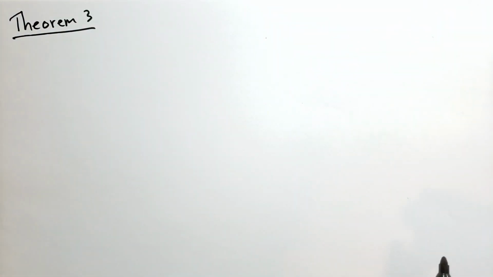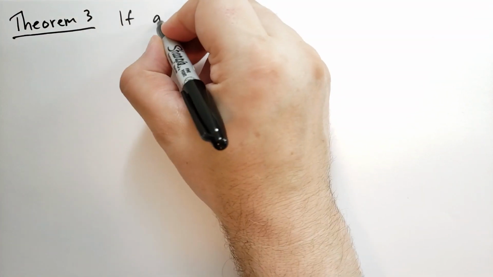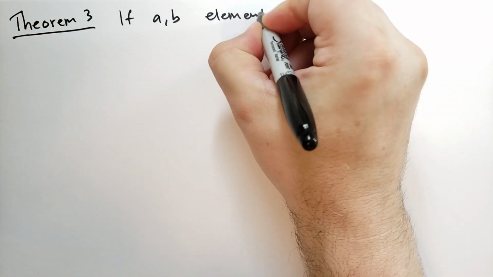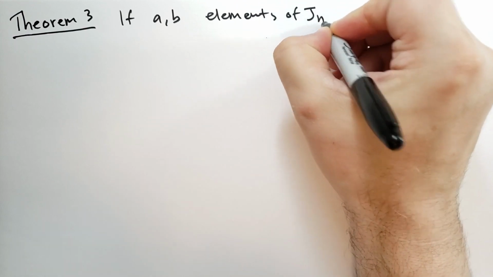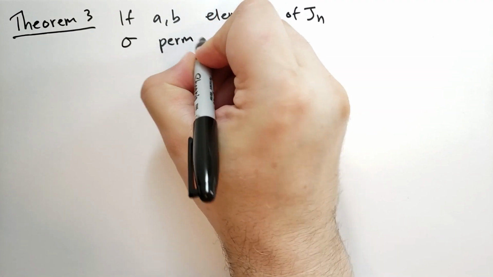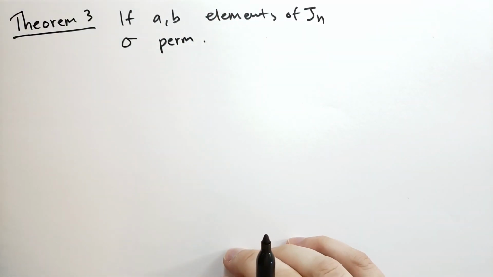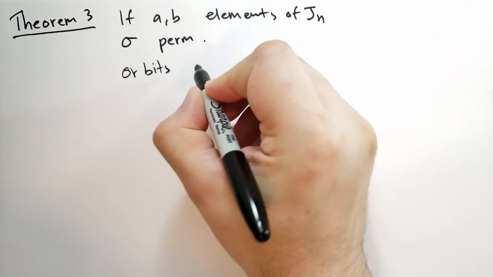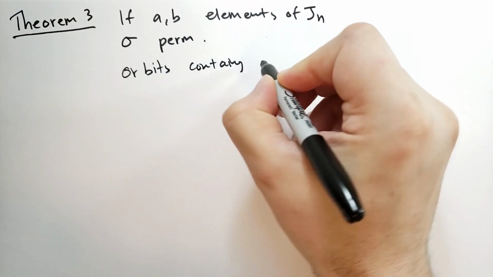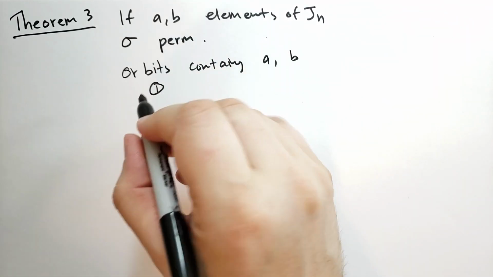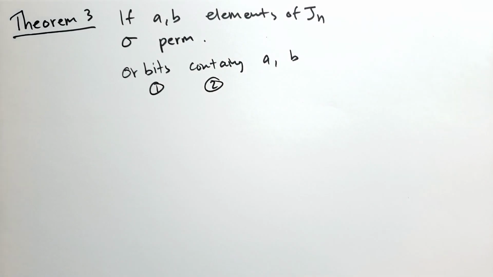Okay, theorem 3 states that if A and B are elements of Jn, and sigma is a permutation of Jn, then the orbits to which A and B belong either coincide or have no element in common. So the orbits containing A and B, either there is one of them that's unique or there are two of them and they're different, okay?